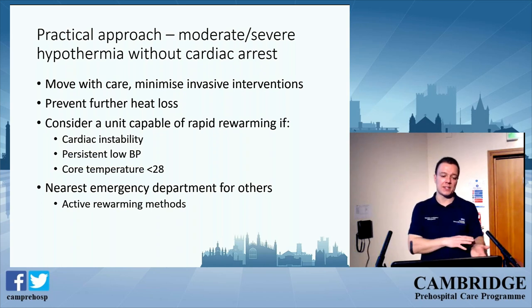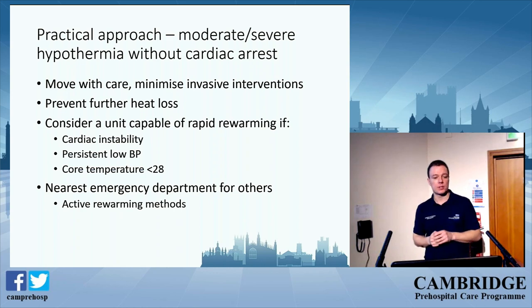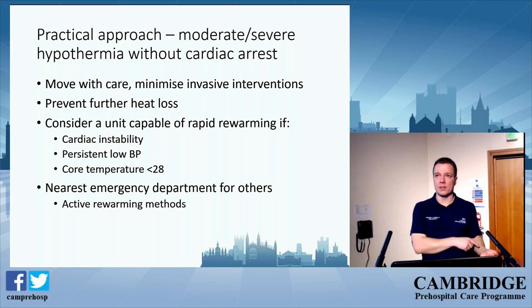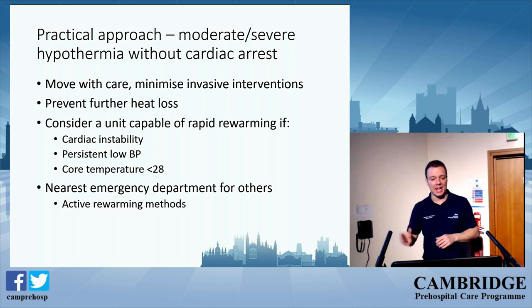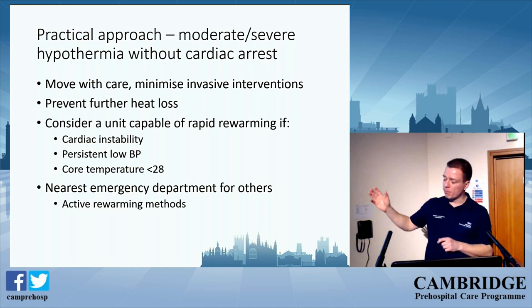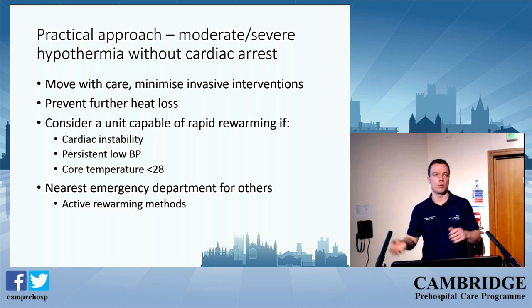And then if you can, and if you have access to it within your own system, do consider taking a patient to a unit that's capable of rapid rewarming, particularly if they're not in cardiac arrest and they have a real risk of going into cardiac arrest. So patients with cardiac instability, so funny looking things on the ECG or on the rhythm strip, persistently low blood pressure, core temperature certainly at less than 28, because actually those patients, if you get to them and you rapidly rewarm them, they're the patients that do really, really well. So if you can do that within the confines of your own system, get those patients to the right hospital. And of course, most type 1 emergency departments will be able to do gastric lavages, bladder lavages, thoracic lavages, and put some of those forced active rewarming devices on.